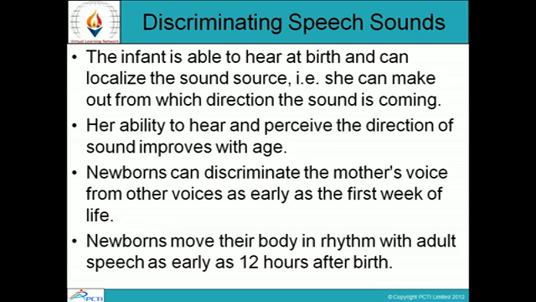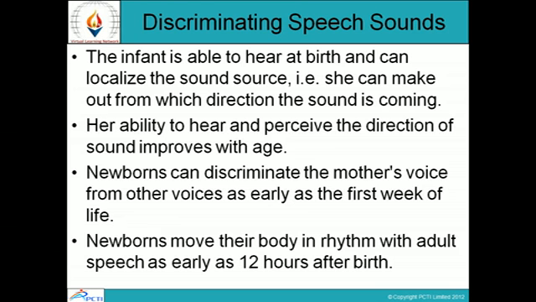Discriminating speech sounds. The infant is able to hear at birth and can localize the sound source. That is, he or she can make out from which direction the sound is coming. They can form their own mental directions of where the sound of a particular thing is coming from. The ability to hear and perceive the direction of sound improves with age. Obviously, the listening power improves when the child grows.